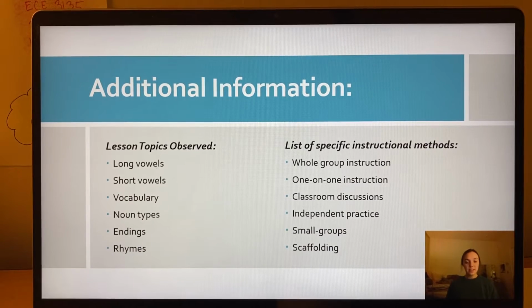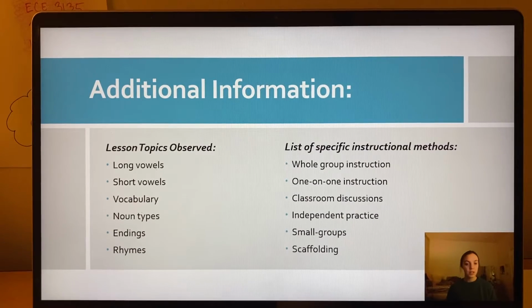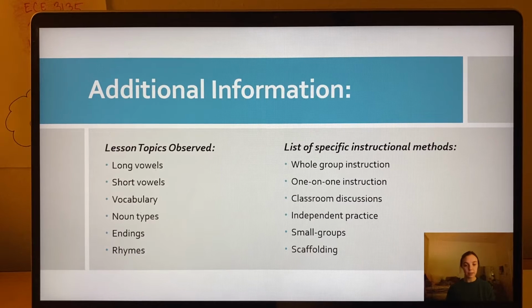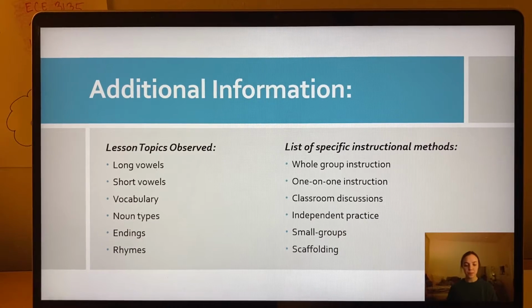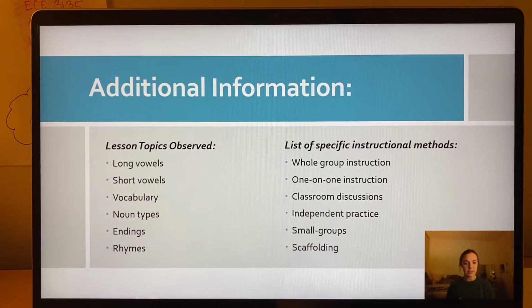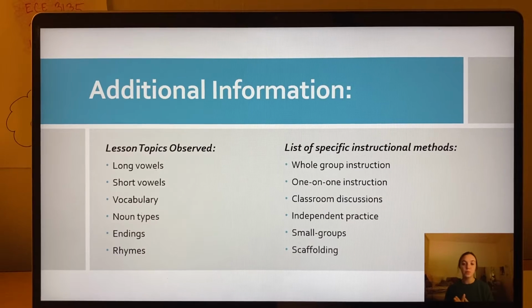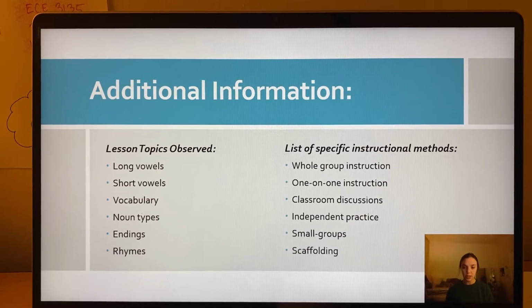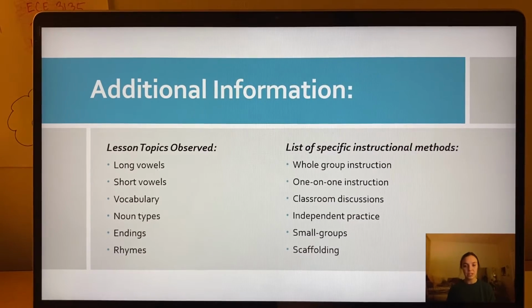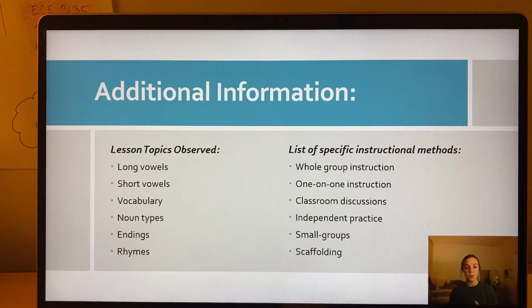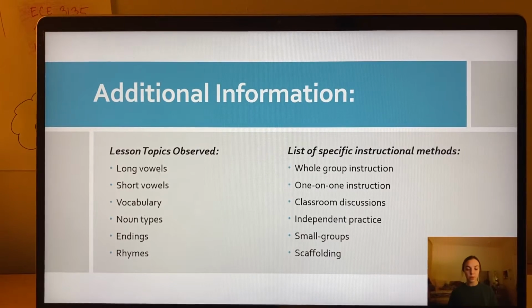So some of the lesson topics I observed: long and short vowels, vocabulary, noun types, endings like ER, ED, ING endings, and rhymes. And then the instructional methods that I observed were whole group instruction, one-on-one instruction, classroom discussions, independent practice, small groups, and of course scaffolding.